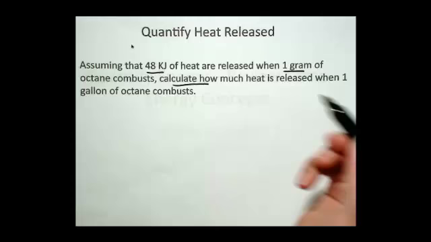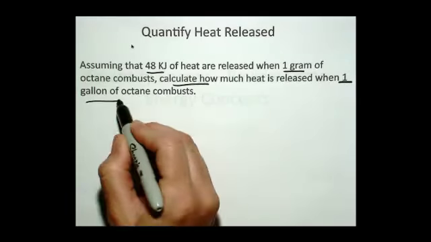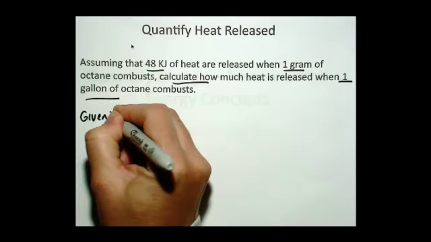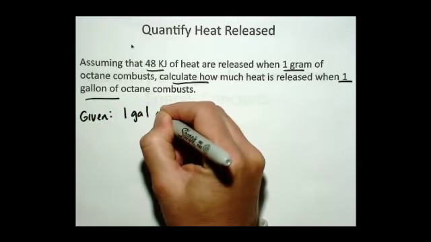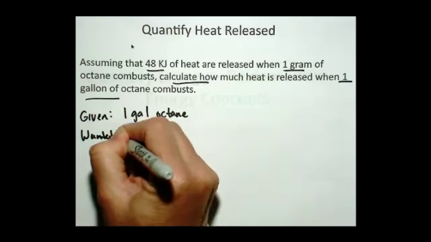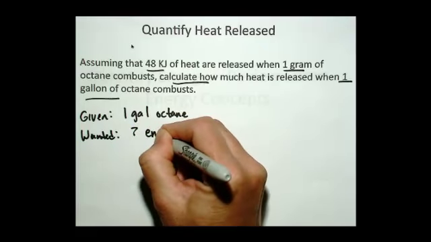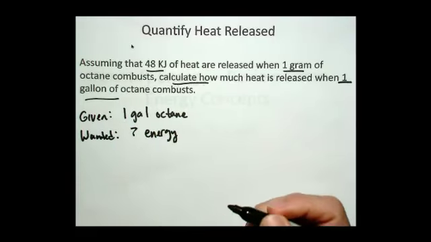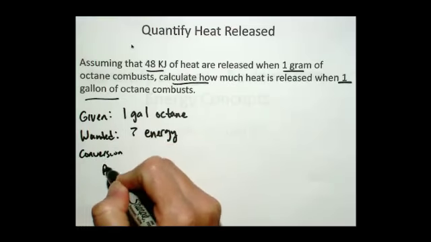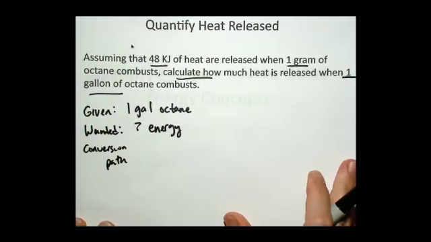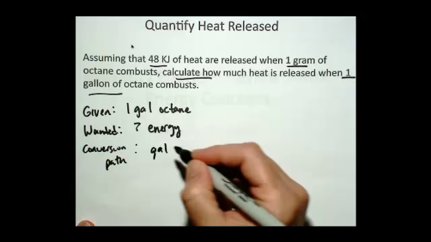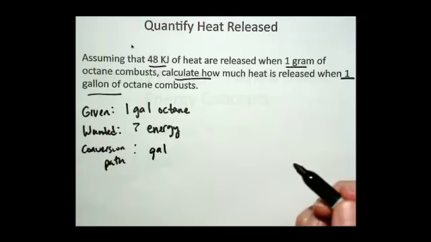So then you can calculate how much heat would be released if you were to go ahead and burn 1 gallon of octane. So in this case, what's given is a certain amount, 1 gallon of octane, and what's wanted is how much heat energy is given off. Okay, how much energy is given off. In this case, it's in the form of heat. And the conversion path is going to be from a volume, gallon of octane, to energy in units of kilojoules.